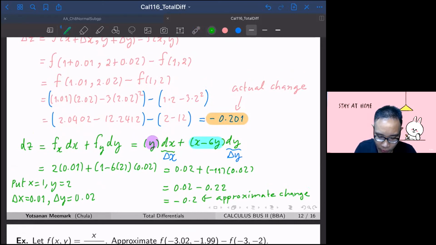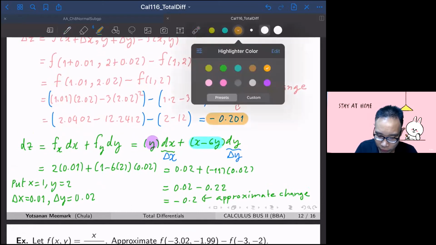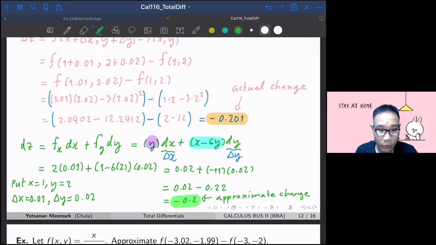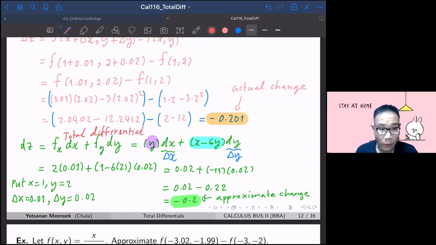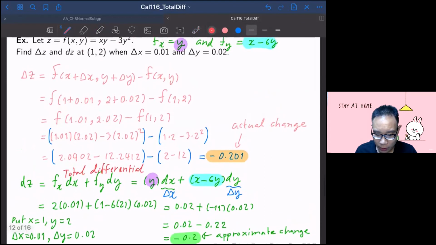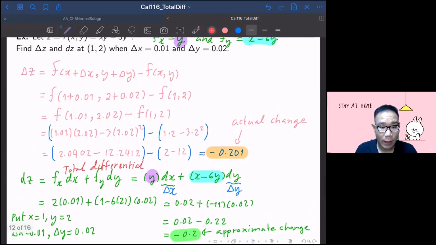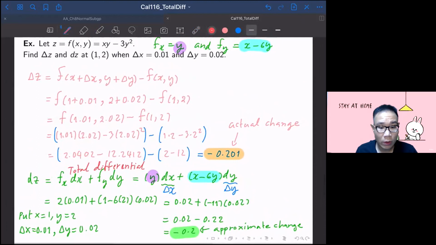Okay, and this one is called the total differential. So the green one here is called the total differential. This will be the one that we can use in order to find the approximate change for a function in two variables x and y.